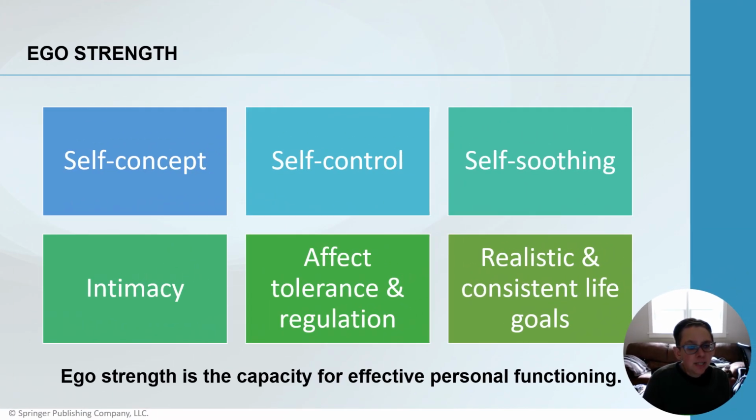So ego strength is the capacity for effective personal functioning, and all of these are what you want the patient to learn in the therapy: their self-concept, their self-control, self-soothing, intimacy, affect tolerance and regulation, and realistic and consistent life goals.